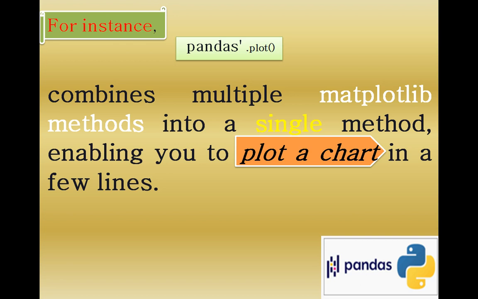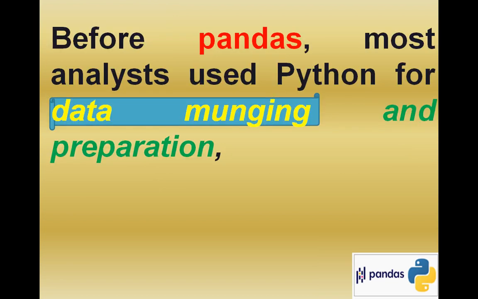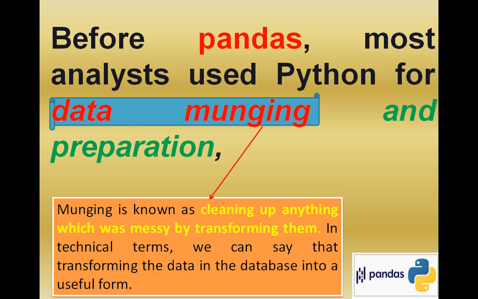Before Pandas, most analysts used Python for data munging and preparation. What is data munging? Data munging is known as cleaning up anything which is messy by transforming it. Or in technical terms, we can say that it is transforming the data in the database into a useful form.